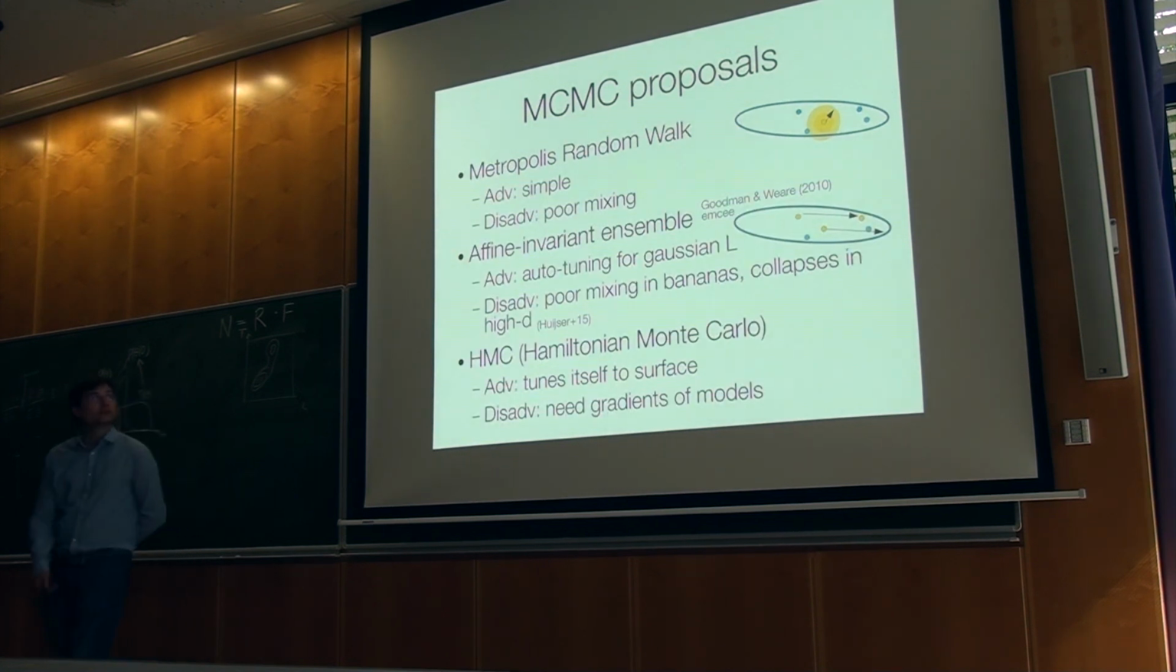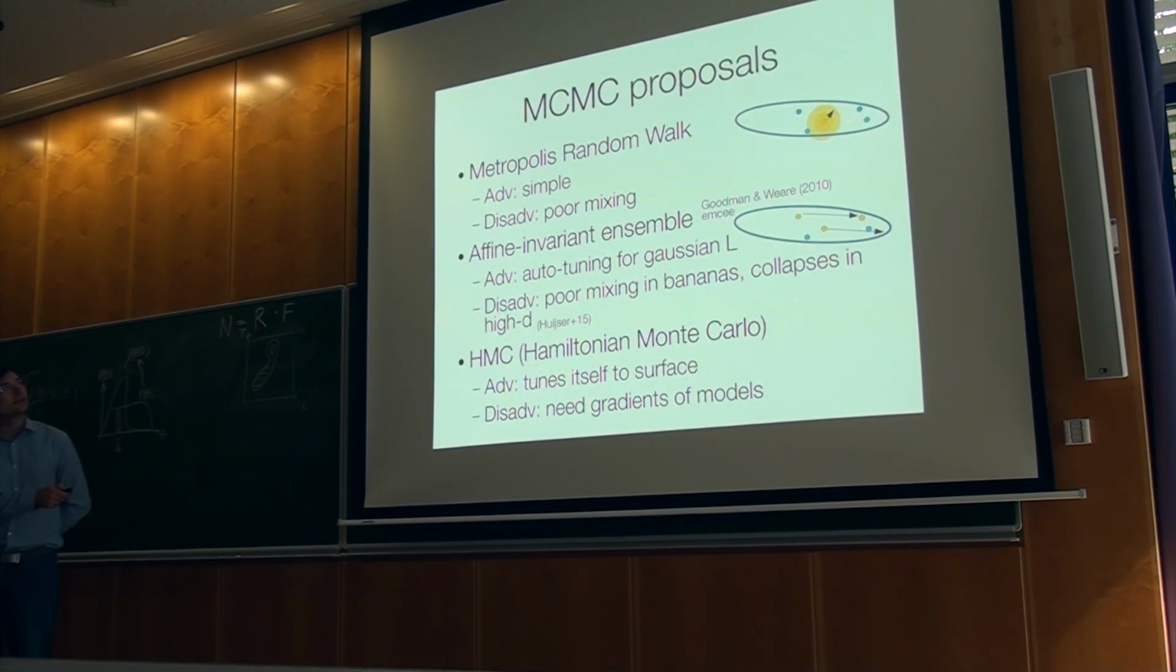Okay, so advantages, disadvantages. This one mixes really poorly. It explores the parameter space not very quickly. This one is nice because it kind of auto-tunes the distribution of points to, if you have a Gaussian likelihood shape. But if you have bananas, then because it's doing straight lines, it's not doing so well exploring the corners.